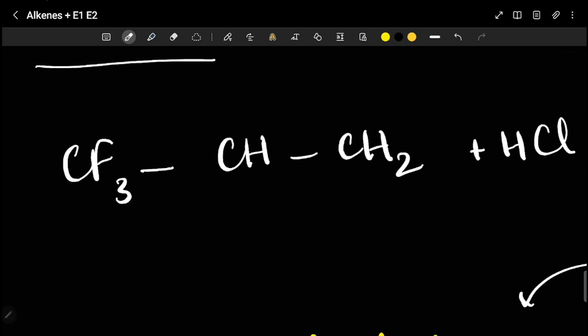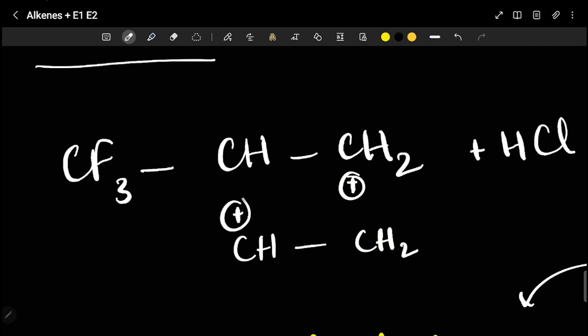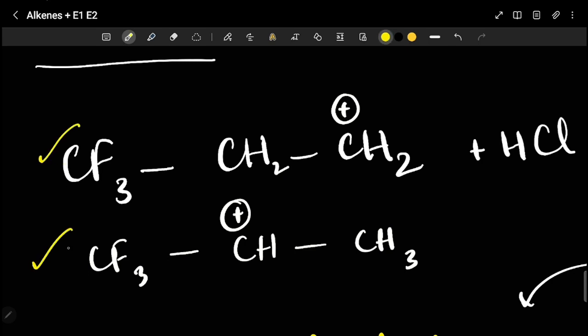In this case, there are two cases. First, it breaks, so a positive charge can be formed here, or a positive charge can be formed here, like this. While the hydrogen went and attacked here. These are the two cases. Now, among these two, what is the more stable carbocation? More stable carbocation will be this, right?